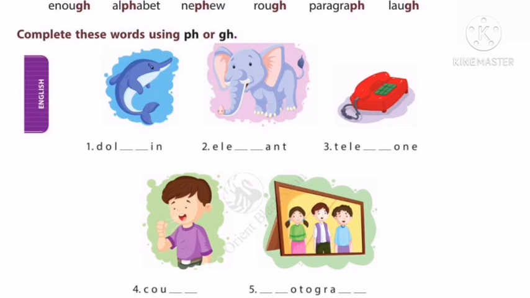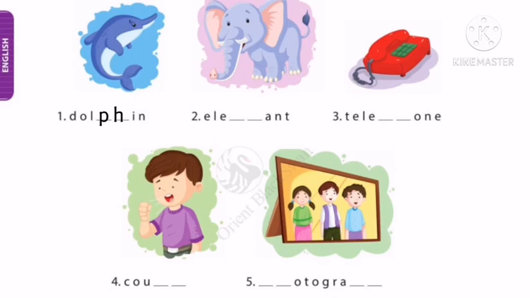Let us do it. Children, here you can see some pictures and their names are also given under the image. Complete these words using PH or GH. See the first one. What is the first picture? Yes, it's a dolphin. You have to write the correct spelling. D-O-L. The two letters are missing. PH or GH? Yes, PH. D-O-L-P-H-I-N. Dolphin.